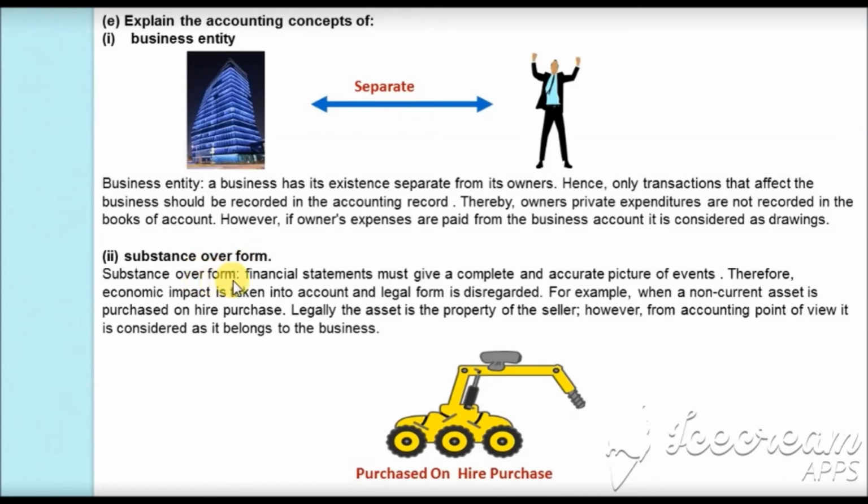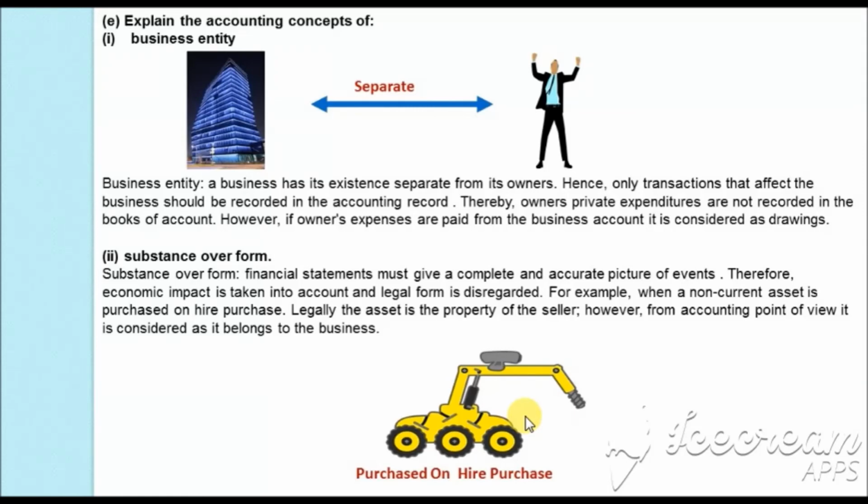Substance over form. Substance over form states that the financial statement must give a complete and accurate picture of an event. Therefore, we give more importance to the economic aspect or the economic impact of a transaction compared to the legal impact or legal form of a transaction. For example, we have purchased a robotic car for our business requirement on a hire purchase basis. So when we purchase something on hire purchase basis, till the time all the installments are paid, legally this asset does not belong to our business.